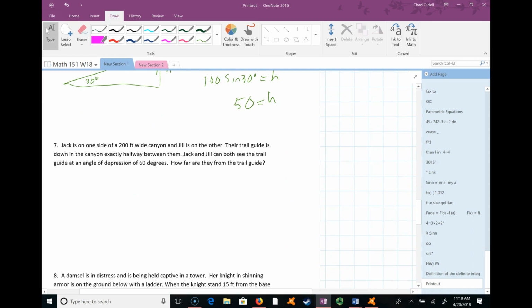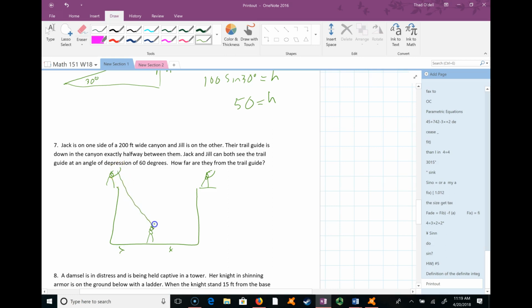Jack is on one side of a 200-foot wide canyon, and Jill's on the other side. So we got this big canyon. There's Jack, and there's Jill. Their trail guide is down this canyon exactly halfway between them, right there. And this distance is the same as that distance. Jack and Jill can both see the trail guide at an angle of depression of 60 degrees.